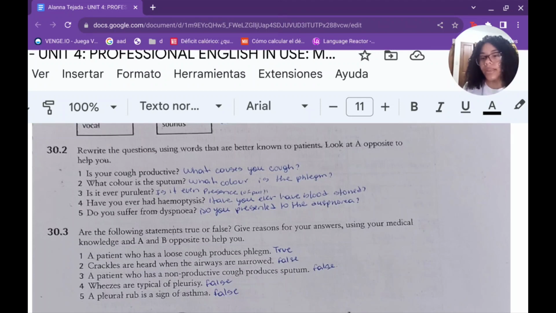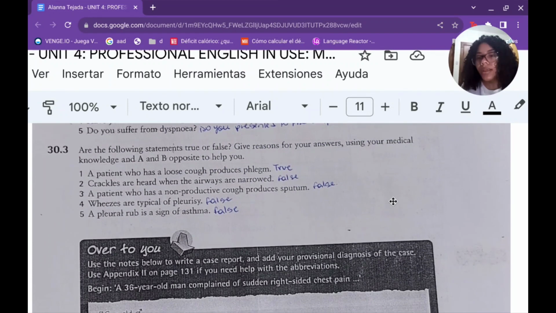3. Is it ever purulent? 4. Have you ever had hemoptysis? Have you ever had blood stones? 5. Do you suffer from dysphonia?